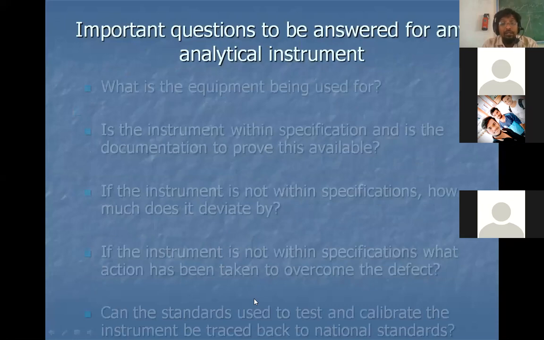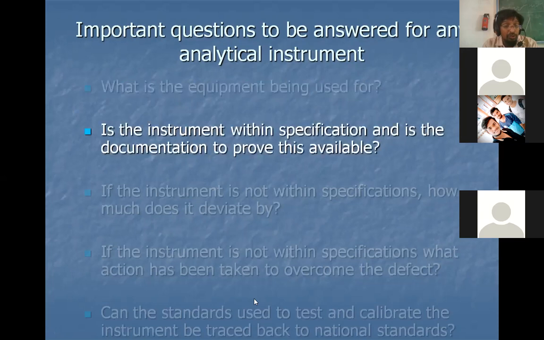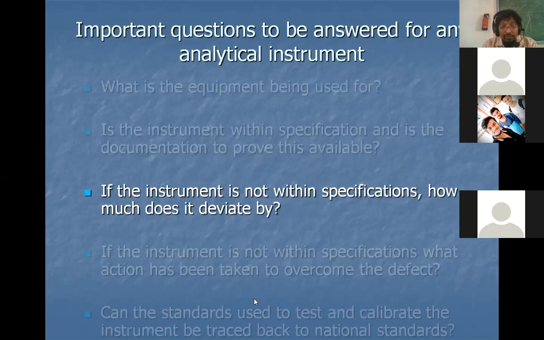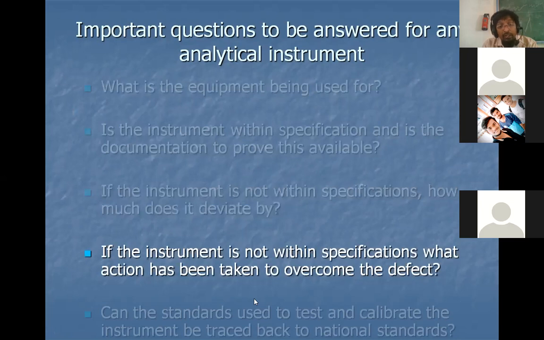Important questions to be answered for any analytical instrument. What is the equipment being used for? Is the instrument within specification, and is the documentation to prove this available? I mean, whether this particular instrument is working within the specified limits, and to prove this, whether any documentation is there or not. If the instrument is not within the specified limits, how much is it deviating? And if the instrument is not within the specification, what action should be taken to overcome this defect?